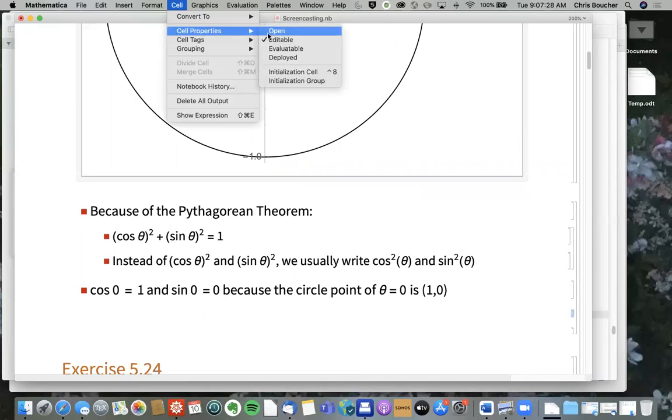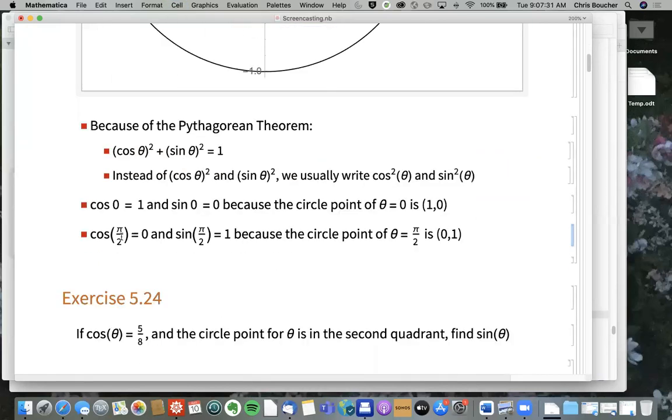And that's exactly, I think, what the next bullet says here, right? The angle pi over 2 is a right angle. So the circle point is at the 12 o'clock position. The x coordinate there is 0. The y coordinate there is 1, right? The circle point is 0, 1. And so we get the cosine and sine of pi over 2.